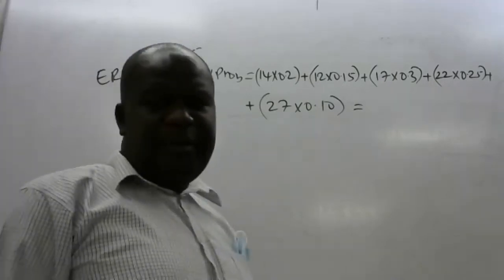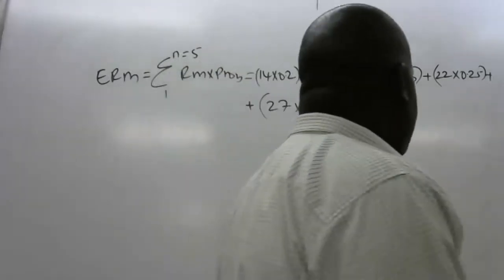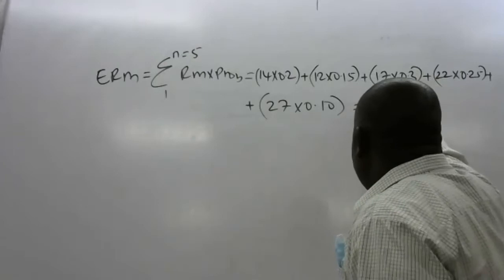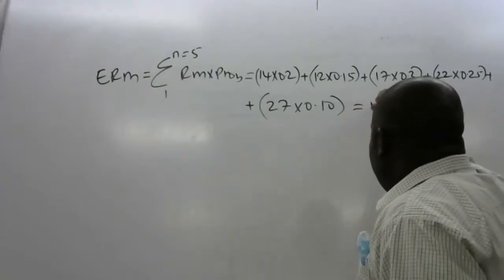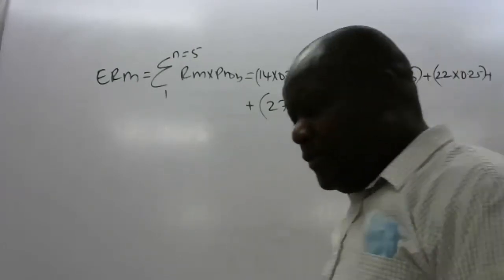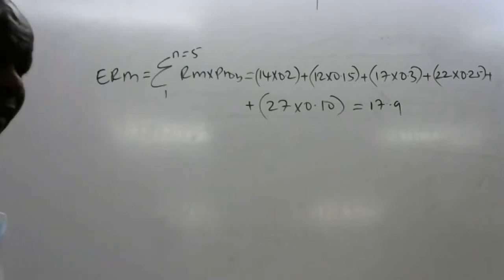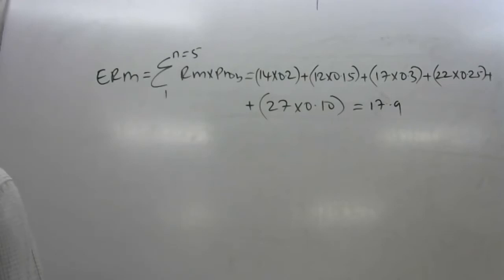Someone has computed and is saying 17.9. I hope it is 17.9. So we have a value of 17.9. So once we have done that, we want now to determine which among those portfolios is meant to be super efficient, efficient or inefficient.